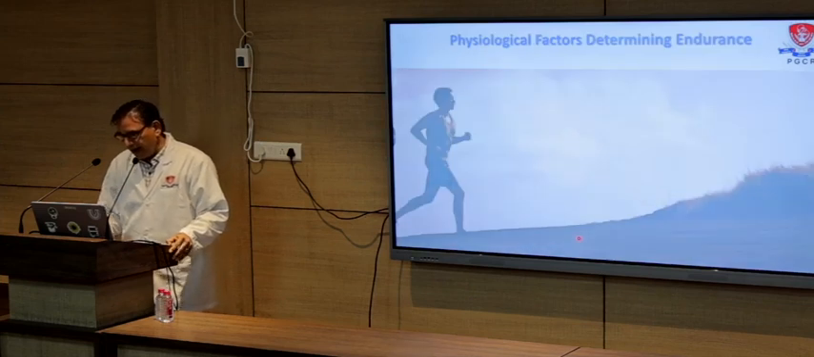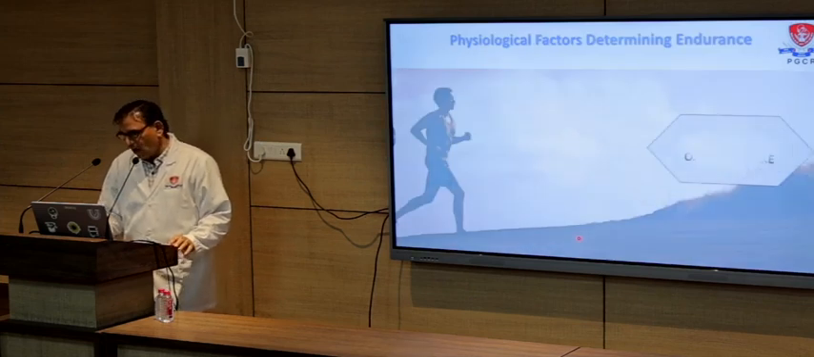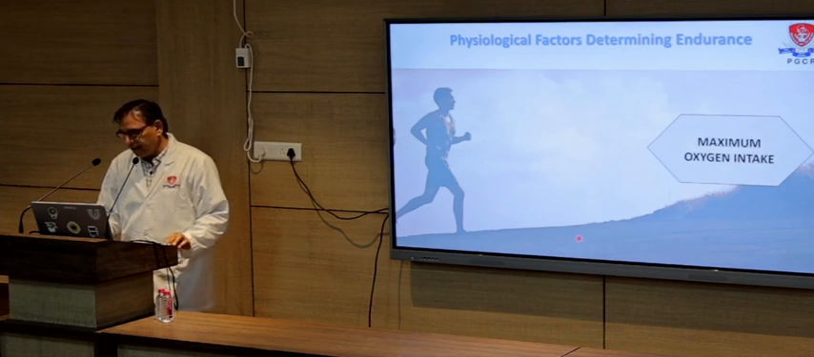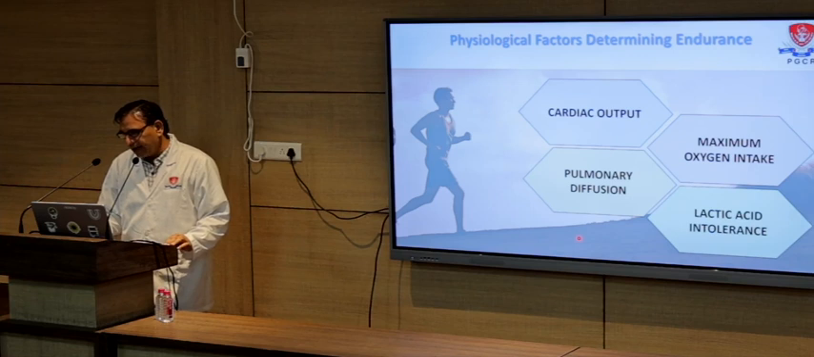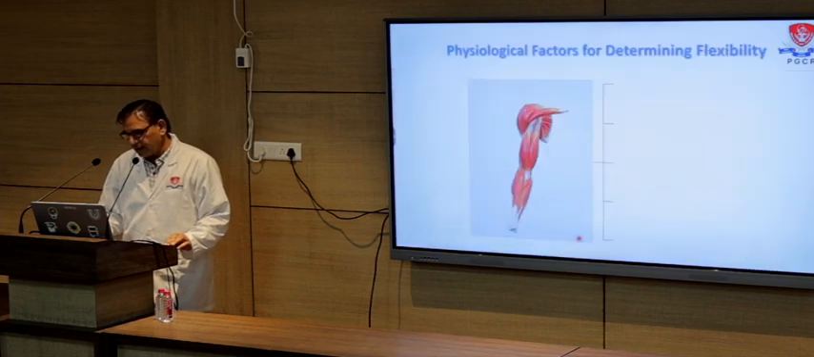Physiological factors determining endurance. Maximum oxygen intake: more oxygen taken up and utilized during exercise will improve endurance capacity. Pulmonary diffusion: it is the exchange of oxygen and carbon dioxide between the lung and blood. More and faster pulmonary diffusion improves endurance. Cardiac output: more cardiac output to working tissues improves endurance. Lactic acid tolerance: more lactic acid tolerance delays fatigue and tiredness, which improves endurance.